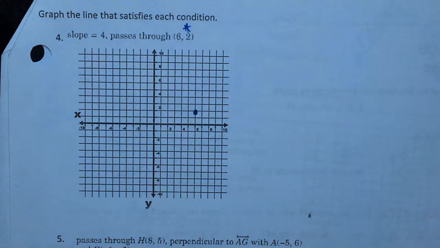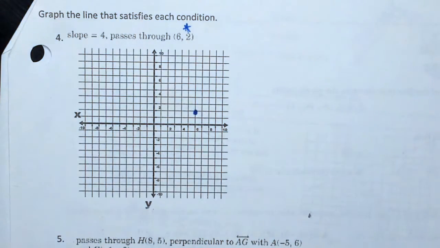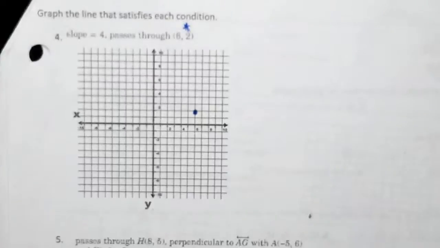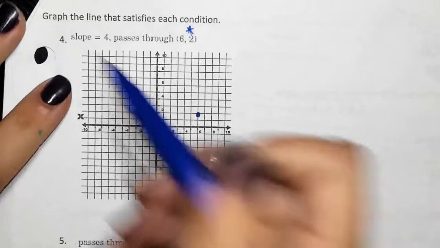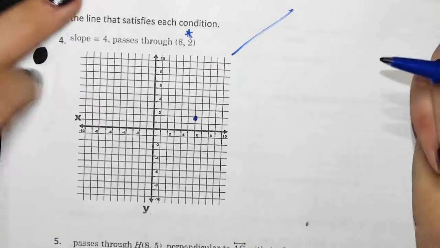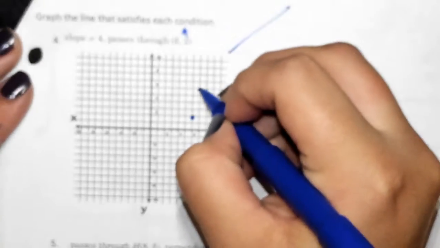Now, the slope is 4. So if we're using rise and run, the rise is 4 and the run is what? 1. So go up 4 over 1. But is this a positive or a negative? Positive. It's positive slope. So it needs to be increasing from left to right. It needs to look like this. So you go up 4 over 1.